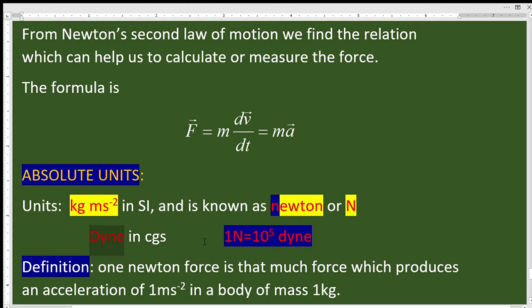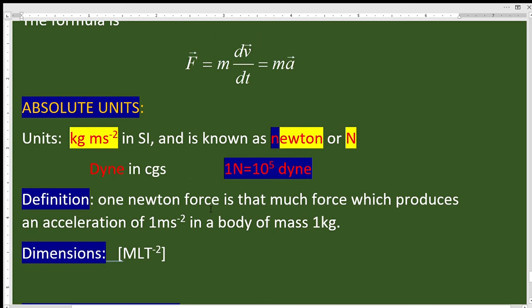There is a relation between Newton and dyne, given by 1 Newton is equal to 10 to the power 5 dyne. That means 1 lakh dyne will become 1 Newton. If someone asks you the definition of Newton, then what will you say? You will say 1 Newton force. 1 Newton means 1 kg meter per second square also. So you can also write this thing.